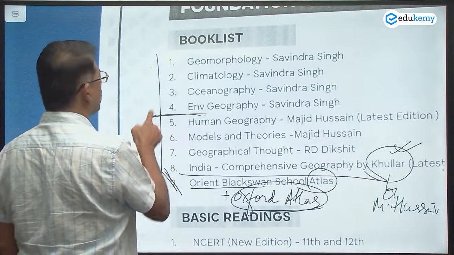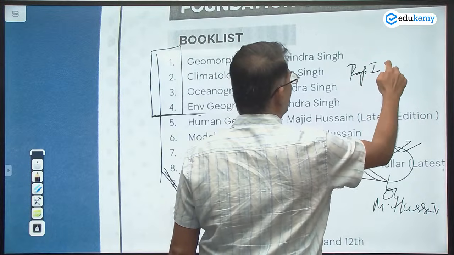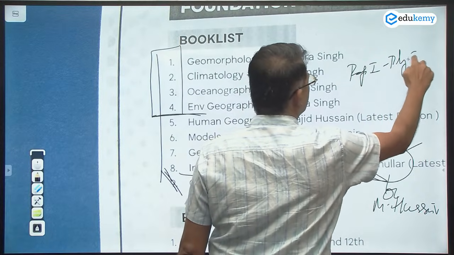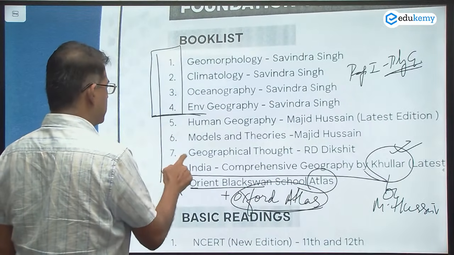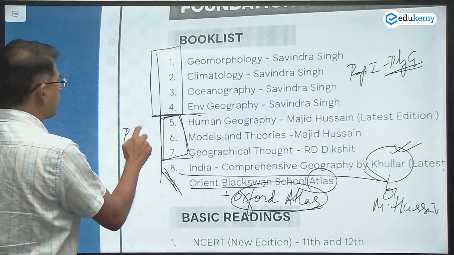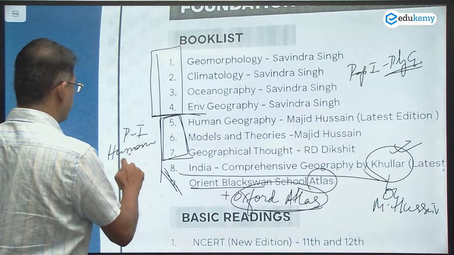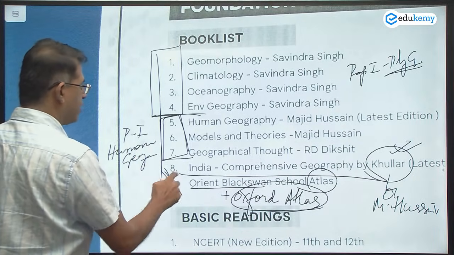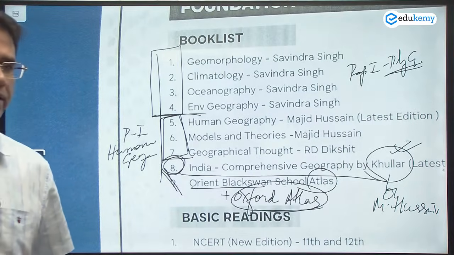These 4 for paper 1. Paper 1 we call as Physical Geography के लिए. These 3 books are important for paper 1, Human Geography, and this is the book for Indian Geography. Vijay, ठीक है?